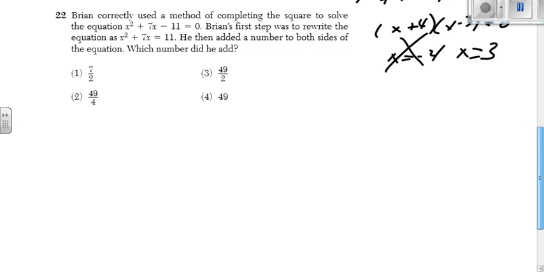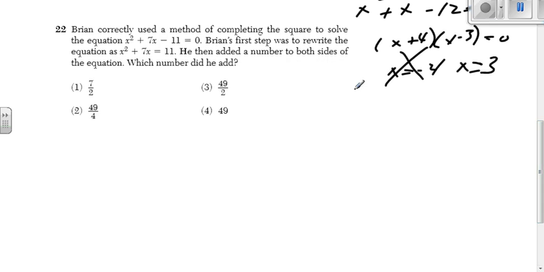Alright, last question. Brian Cook used the method of completing the square to solve the equation. His first step was to rewrite the equation. He then added a number to both sides. Which number did he add? 7 divided by 2 squared, which is going to be 49 over 4. Okay. Divide that b term by 2 and square it.